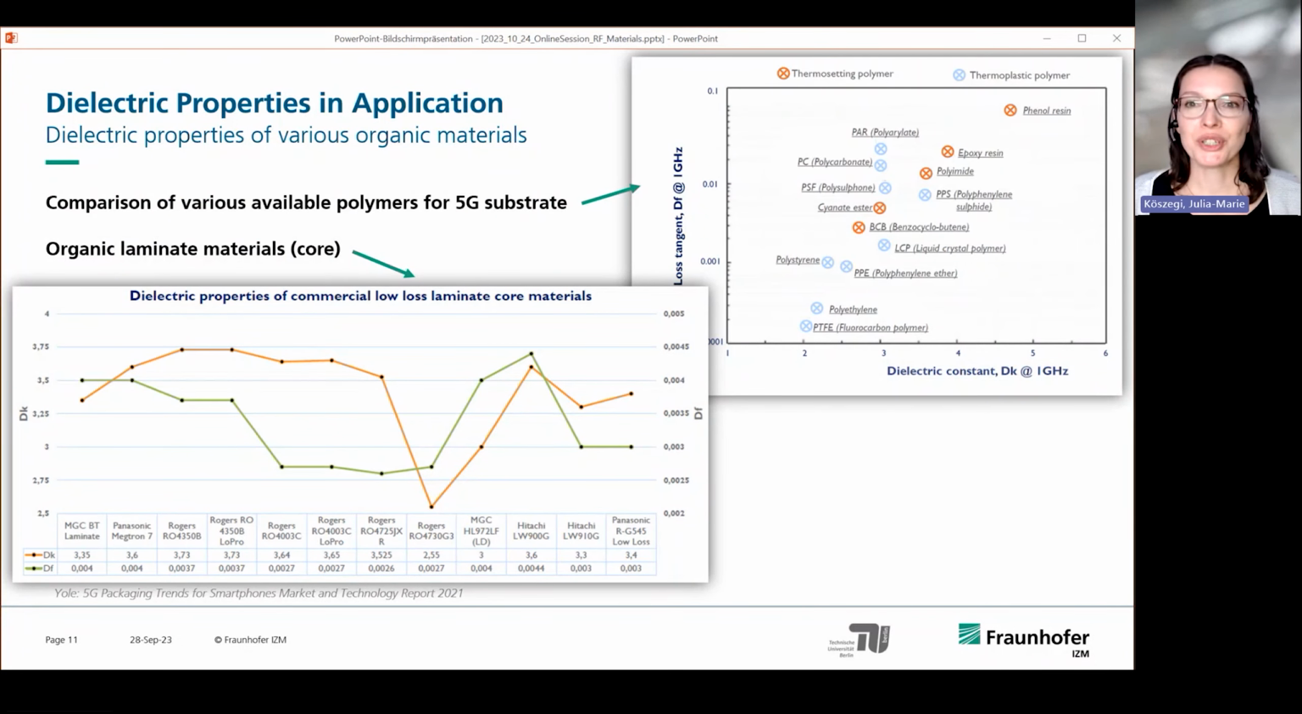So which materials should you choose, or what materials do the customers expect if you're a material manufacturer? I just selected examples. This is really not a complete picture, just some idea. On the right-hand side up here, you see a diagram where on the x-axis you have the decay, so the dielectric constant, and on the y-axis you see the losses.